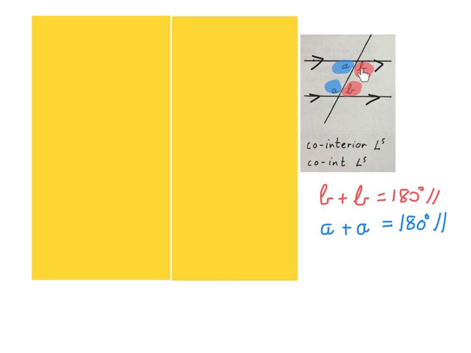So this red angle plus this red angle will equal 180 because of the parallel lines. This blue angle and this blue angle will add up to 180 because of the parallel lines. Remember, when you use the words co-interior and they're two friends, you must mention the parallel lines, please.